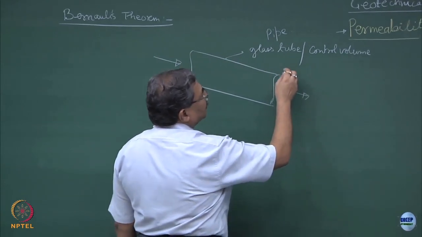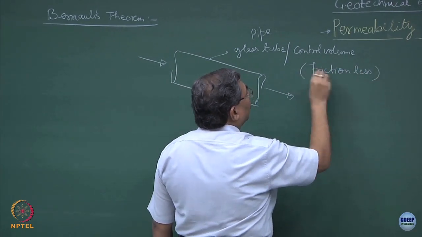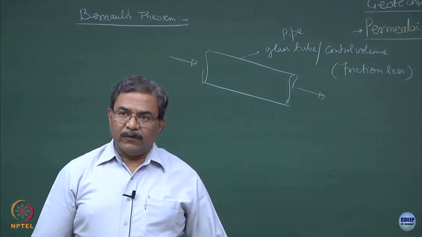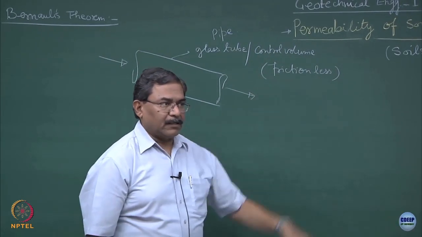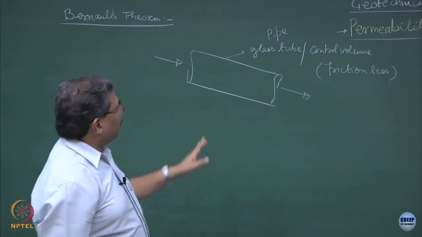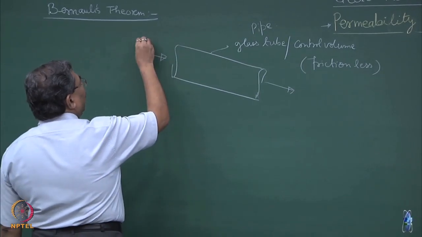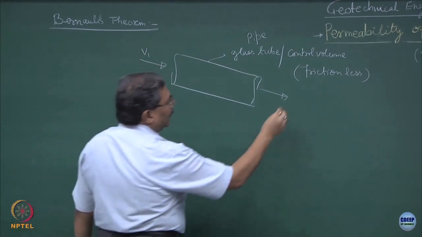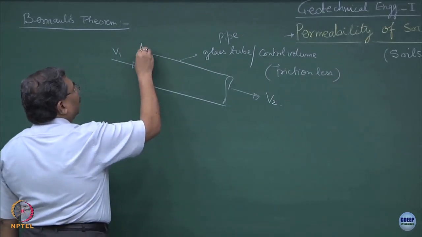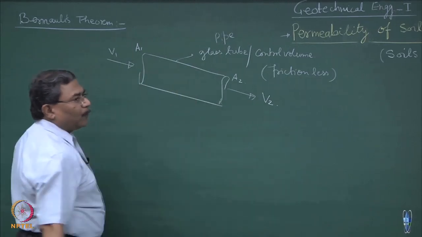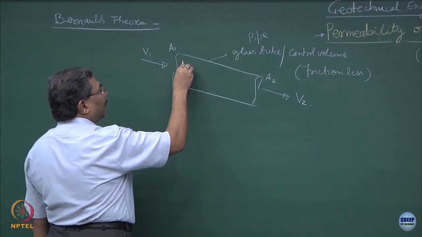Now, suppose I assume that this glass tube, pipe or the control volume is frictionless. In your hydraulics course, when you deal with the flow through conduits and pipes, you apply the friction factor as the C factor, all right. But here, for the sake of simplicity, we are assuming that there is no friction induced from the glass tube or the pipe or the control volume, and at this point the velocity is V1 and at this point the velocity is V2, all right. If I know the area of cross section here as A1, and the area of cross section here as A2, what we are trying to find out is what causes flow of water between point 1 and 2.